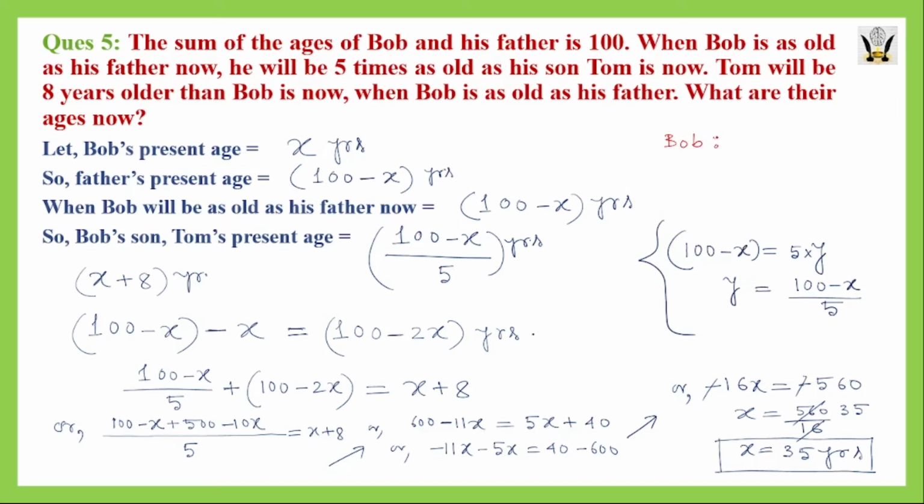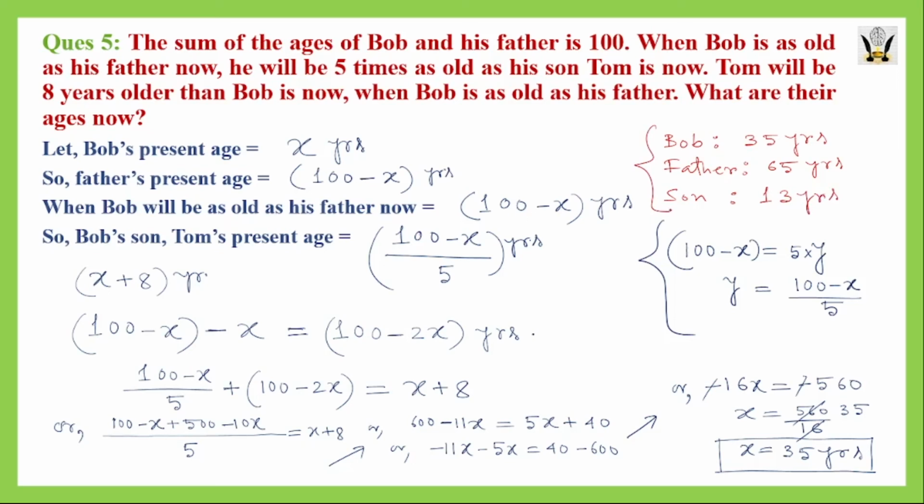Bob's current age or present age is 35 years. That's what our x was. And then Bob's father's age is how much? Their cumulative present age is 100. So 100 minus 35, that means it is 65 years. And Bob's son Tom's age will be, from this relationship, 100 minus 35, so that is 65, and 65 divided by 5, that will be 13 years. So that's how we can find it.